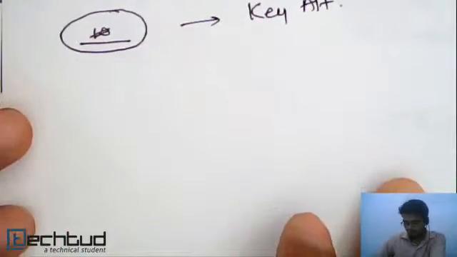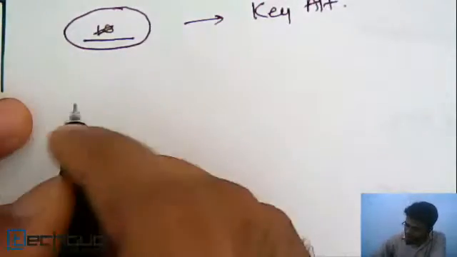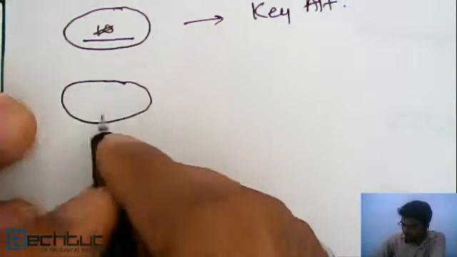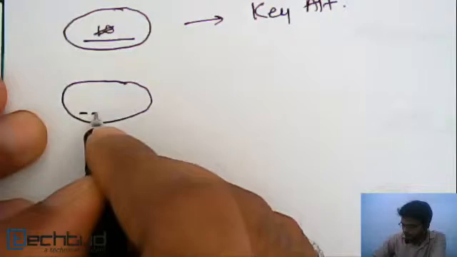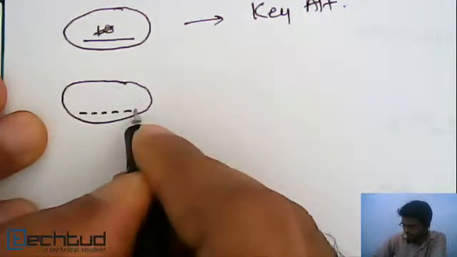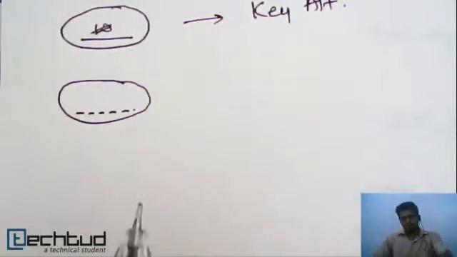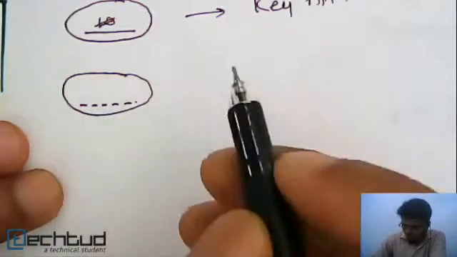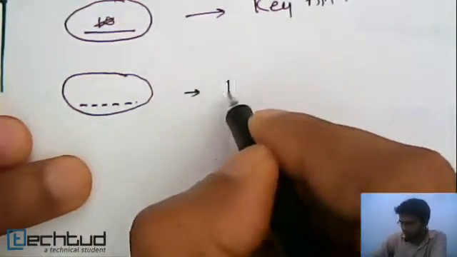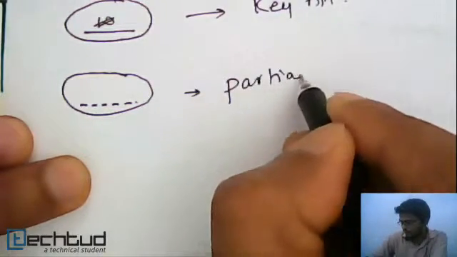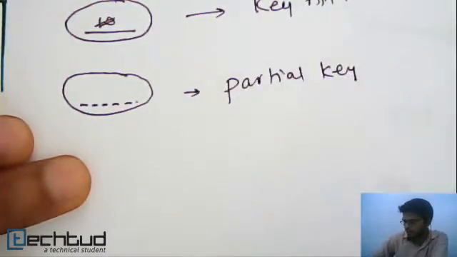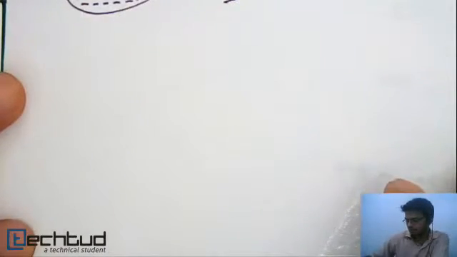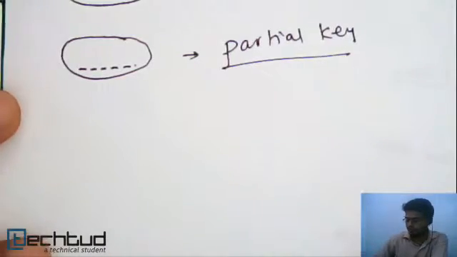Okay, another one you will see is an ellipse underlined but with a dotted line. Okay, so this is basically, yes, partial key. Okay, this is again a new term, you will understand it later.